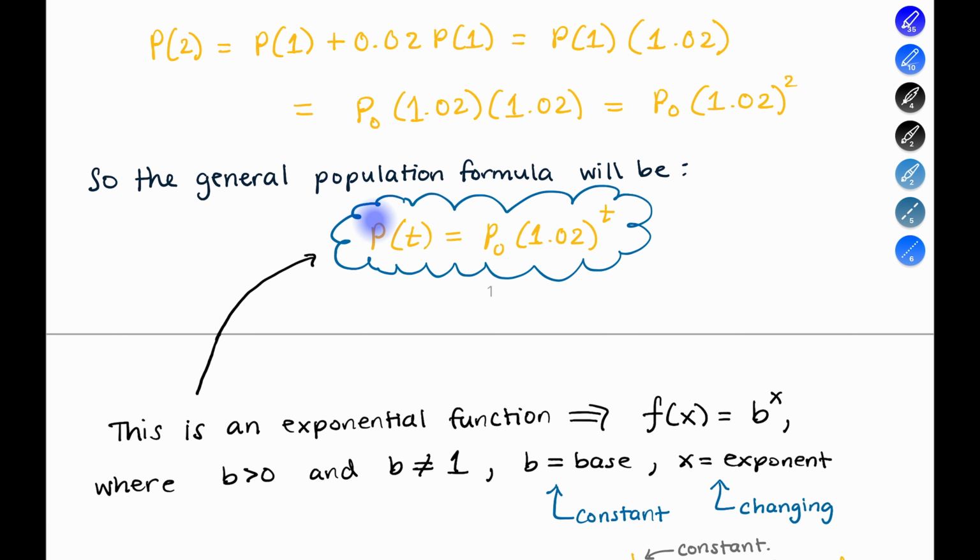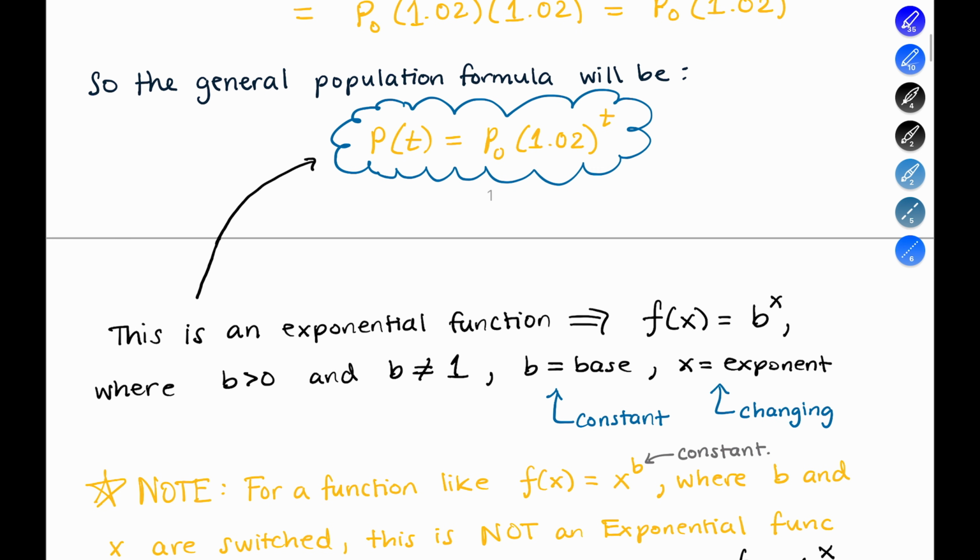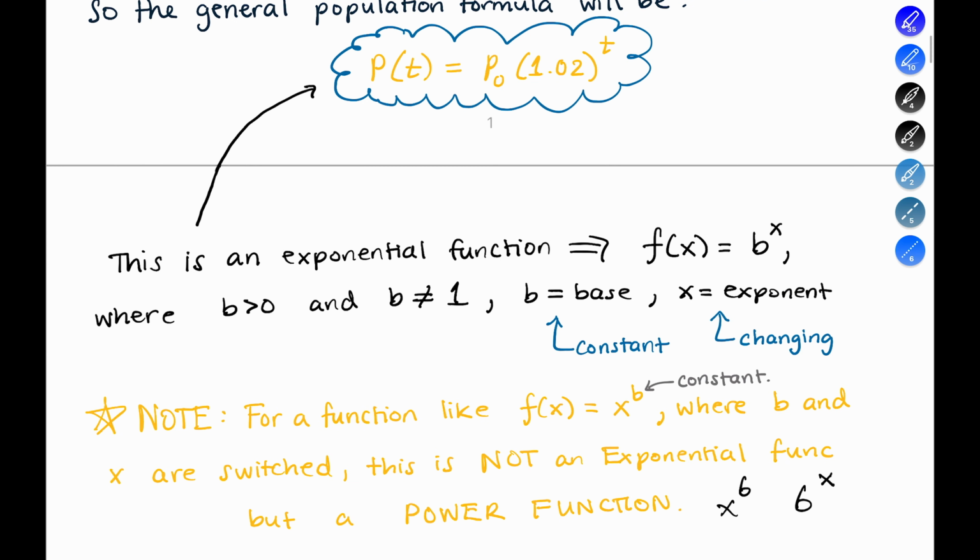And this formula right over here is an exponential function because the parent function of exponential functions is known to be f of x equals b to the power of x, where b is greater than 0 and b is not equal to 1. b is known as a base, which is a constant like 1, 2, 3, or 4, and x is an exponent, which is always changing.